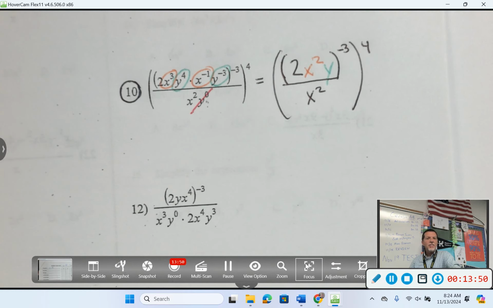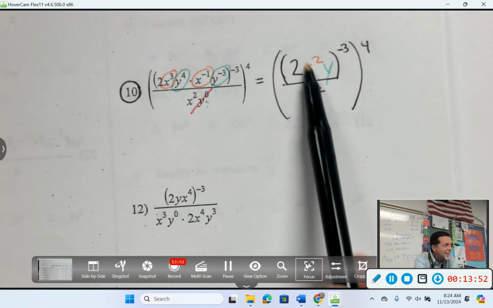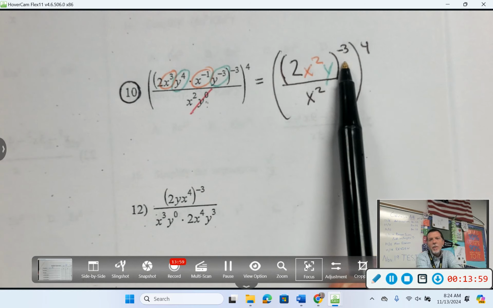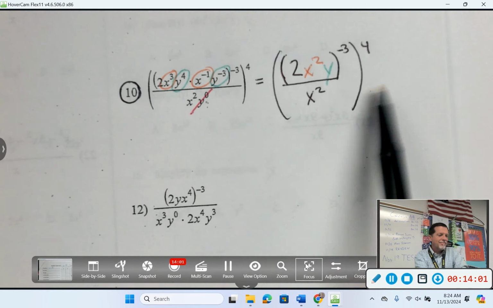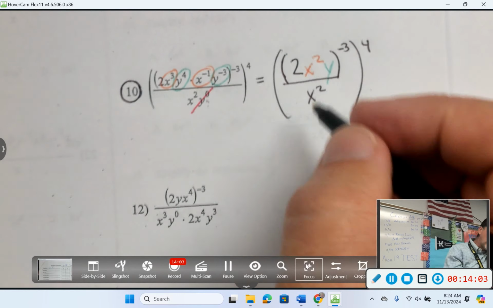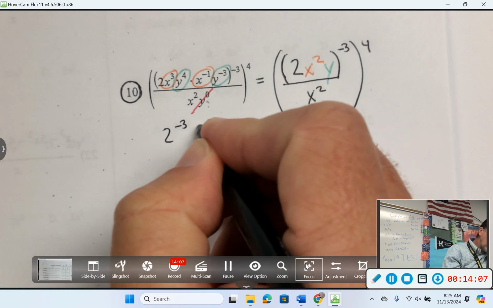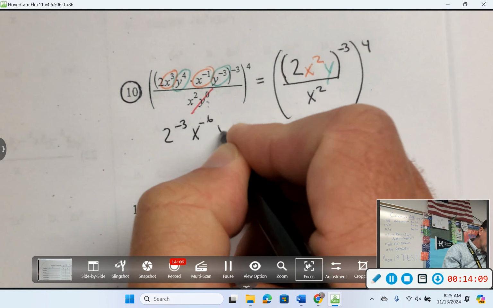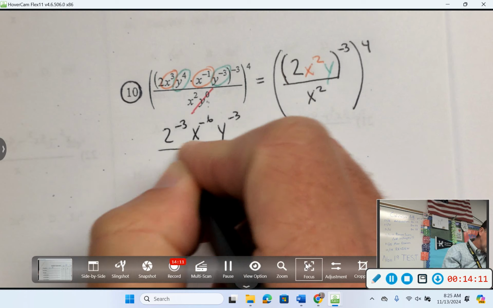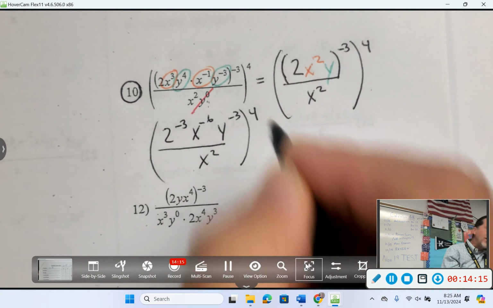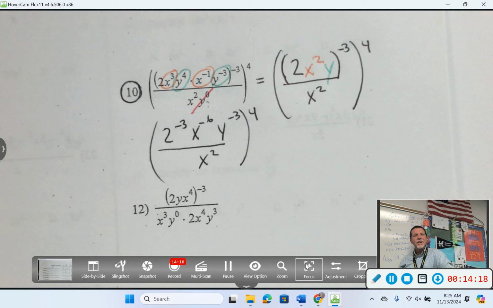Can I cancel those x squareds? It's so tempting. They're right there. Why can't I cancel those? Because of that negative 3 up there. So that's tricky. My mental math is not. So 2 to the negative 3, x to the negative 6, y to the negative 3, over x squared. This is me not doing mental math. This is me showing my work.